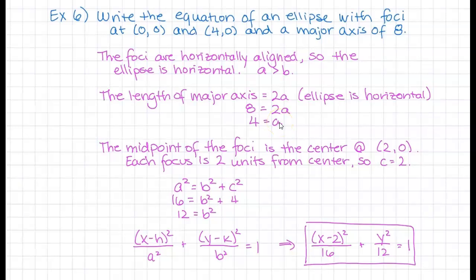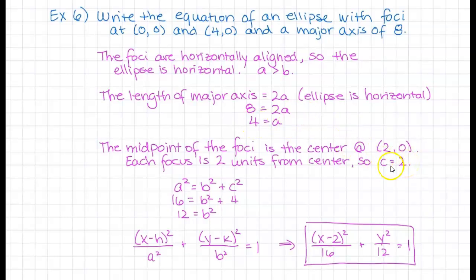Now we know what a is. Now the midpoint of the foci is going to tell us the center. So we are not at 0, 0 anymore. Halfway in between here is the point 2, 0. And each focus is 2 units from the center. 0, 0 is 2 units away from 2, 0, and 4, 0 is 2 units away from 2, 0. So we know that c is going to be 2.